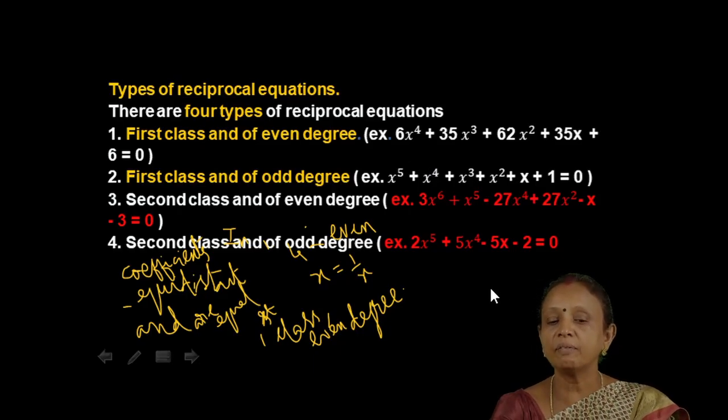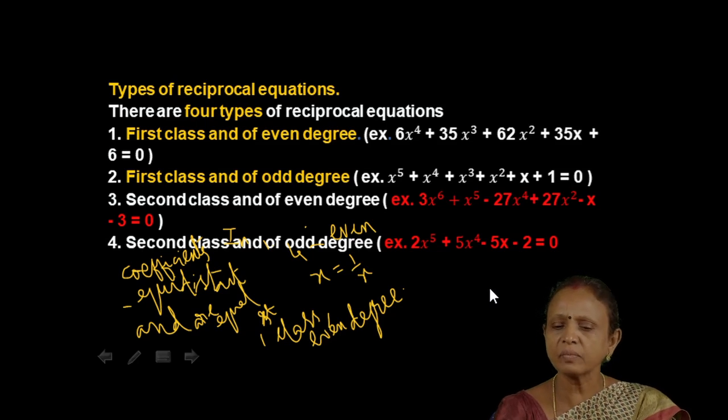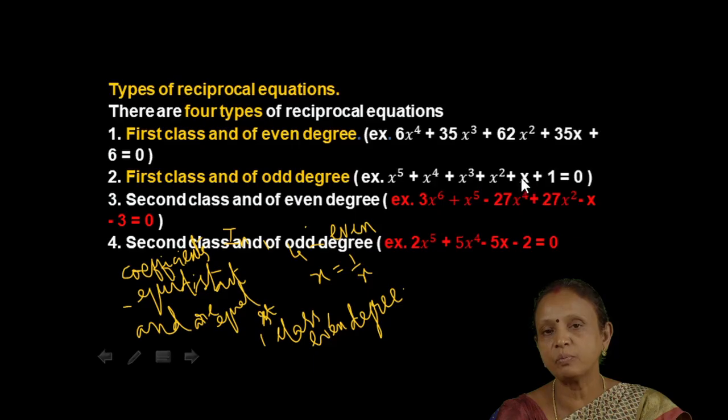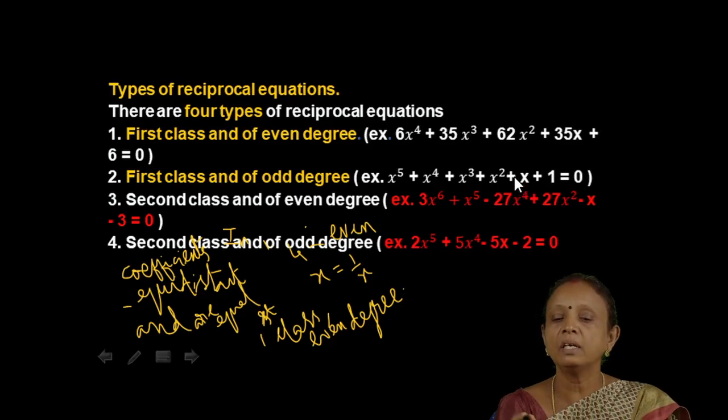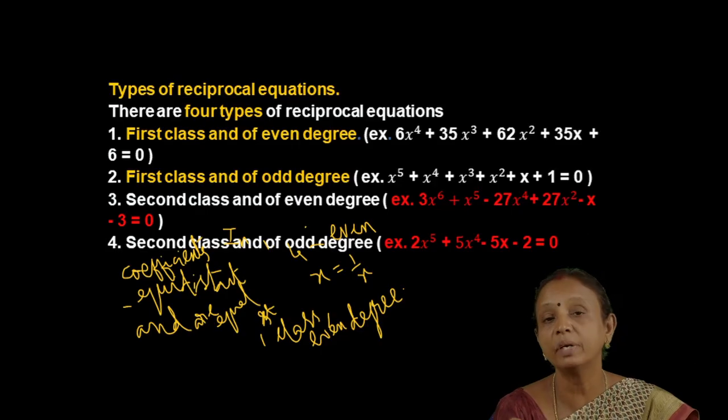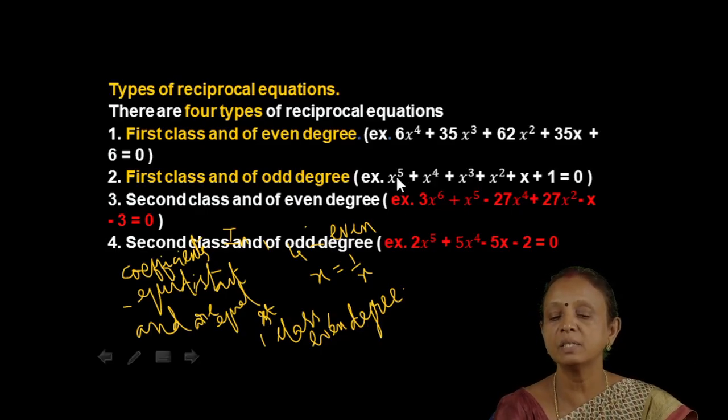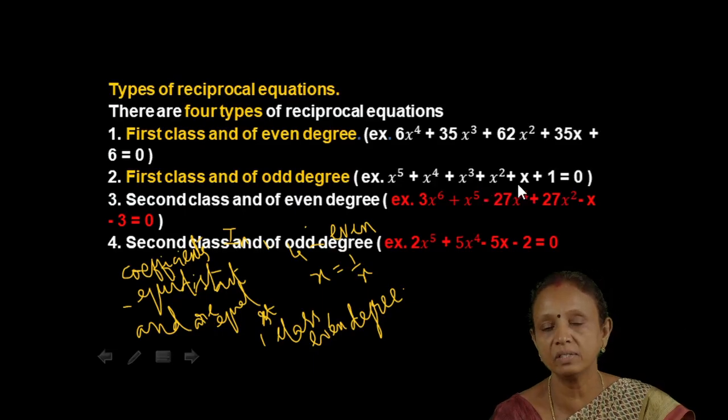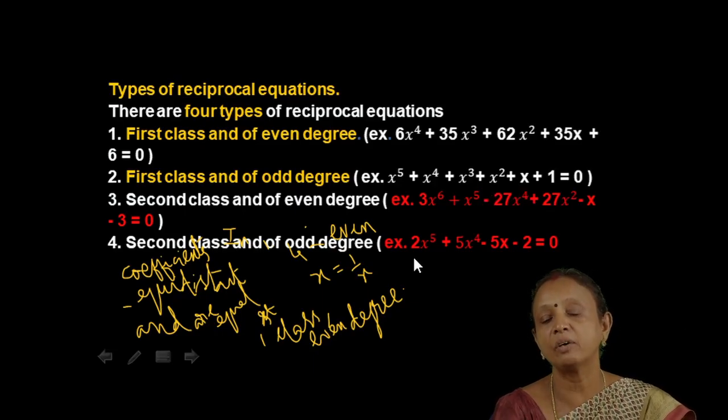So what is then first class and of odd degree? x power 5 plus x power 4 plus x cube plus x square plus x plus 1. The coefficients are equidistant, equal in magnitude and not of opposite sign but of equal sign. But the highest power of x is 5, and 5 is an odd number. That is x power 5 plus x power 4 plus x cube plus x square plus x plus 1 equal to 0. So it is a good example of first class and of odd degree.